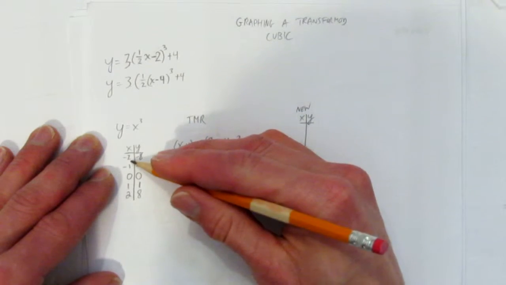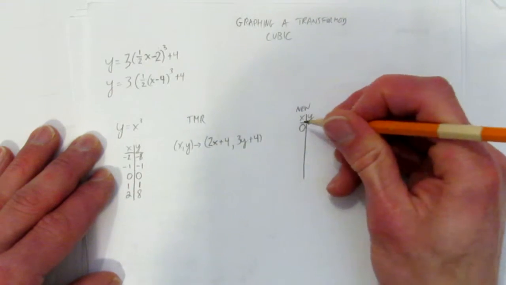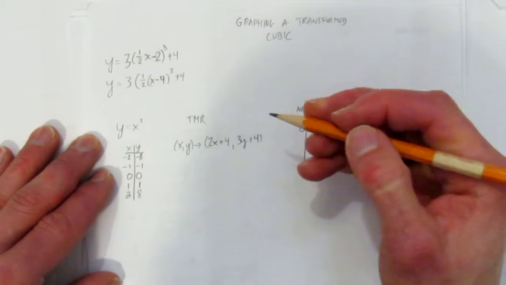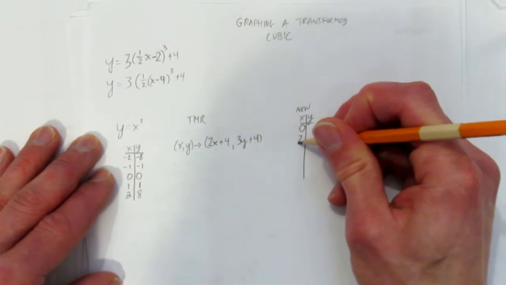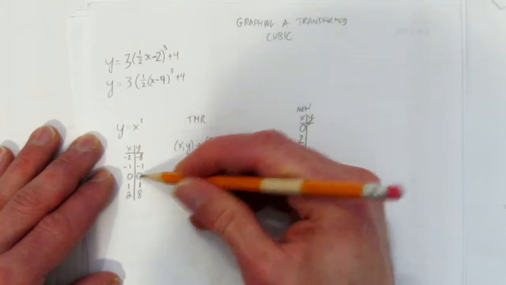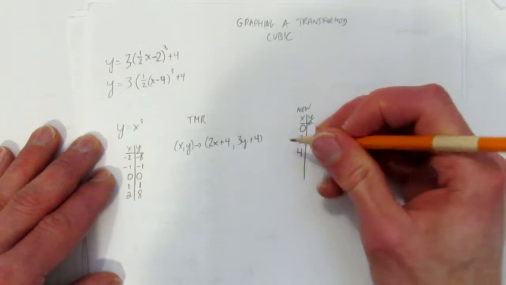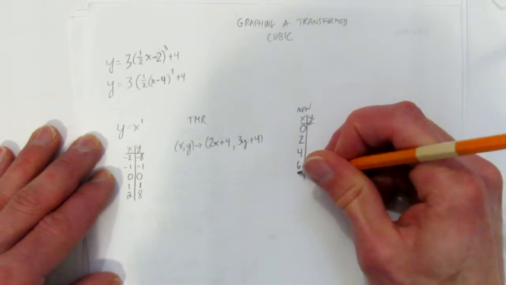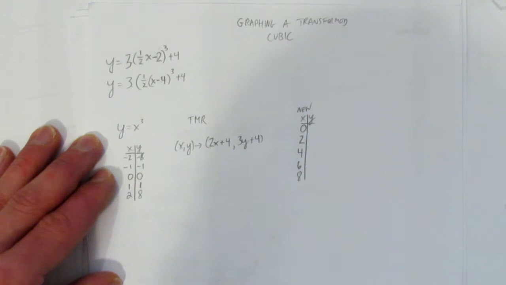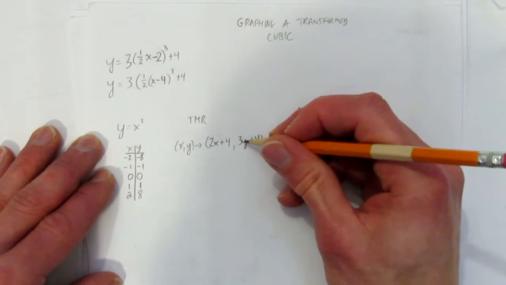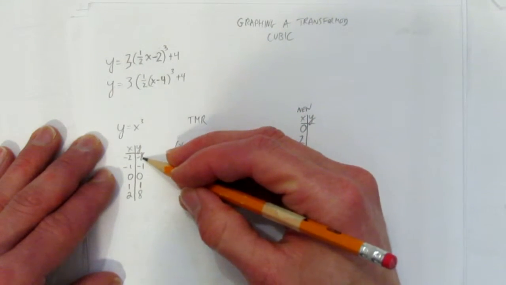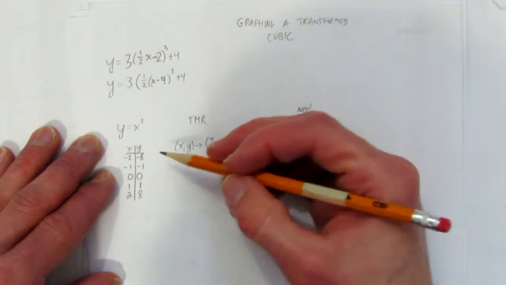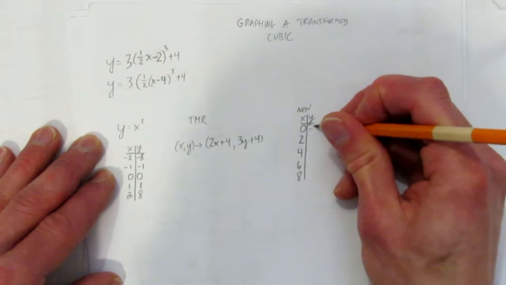2 times negative 2 is negative 4, plus 4 is 0. 2 times negative 1 is negative 2, plus 4 is 2. And you start to see a pattern here. 2 times 0 plus 4. 2 times 1 plus 4. 2 times 2 plus 4. Got our x values. Our y value is very similar. 3 times y plus 4. 3 times y, negative 24, plus 4 is negative 20.